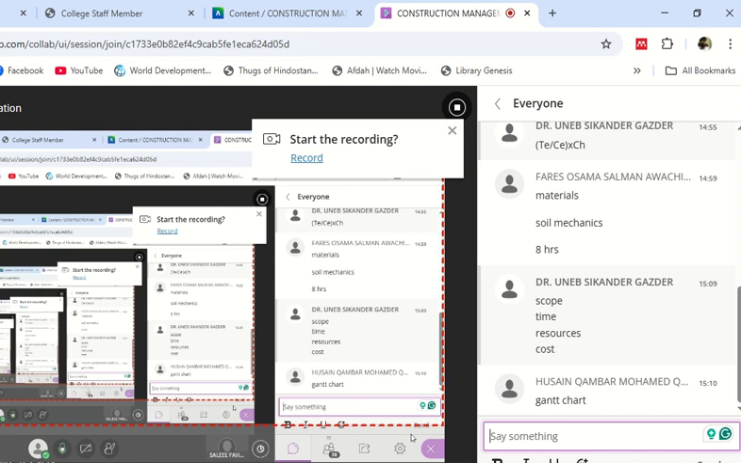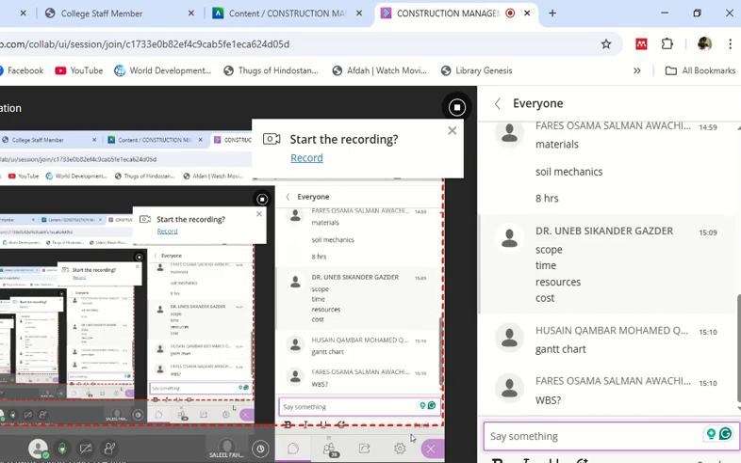Sorry, got carried away. Gantt chart is for time. Gantt chart is used for time. WBS, yes, work breakdown structure. Yes, Gantt chart shows the scope of work as well, but WBS comes before. Gantt chart is on the basis of WBS.